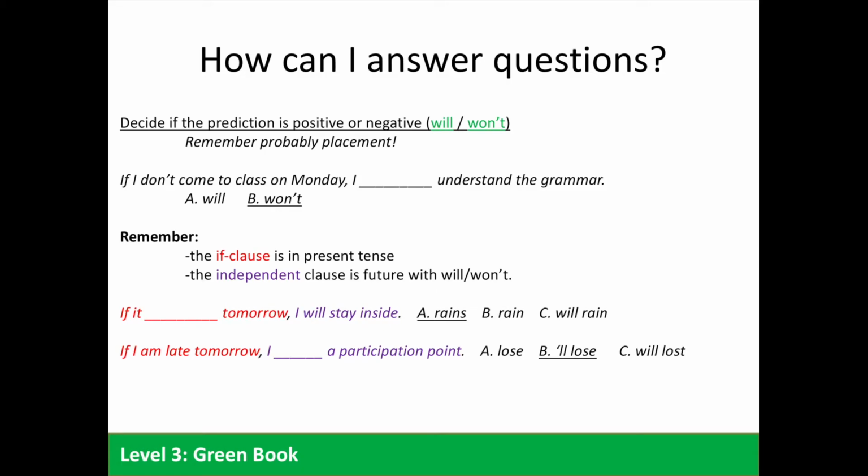You also need to remember that the if clause is in the present tense, and the independent clause is in the future with will or won't. If it blank tomorrow, I will stay inside. Again, here we have the if clause, so we need the present tense. A, rains. If I am late tomorrow, I blank a participation point. Again, here we're talking about something in the future because it's the main clause, so B, the contraction lose, is the correct answer.